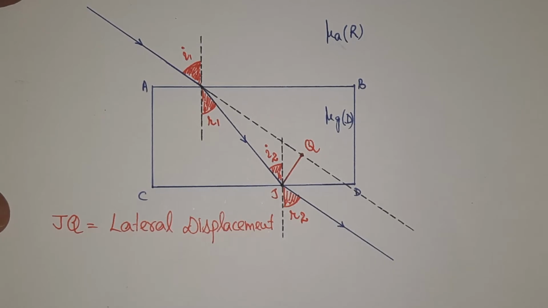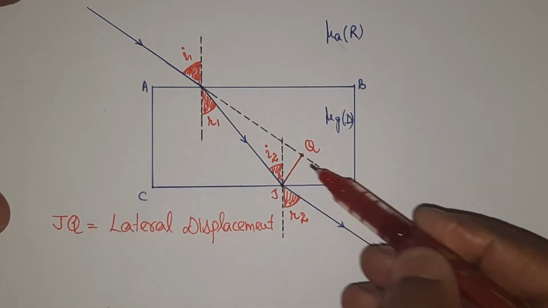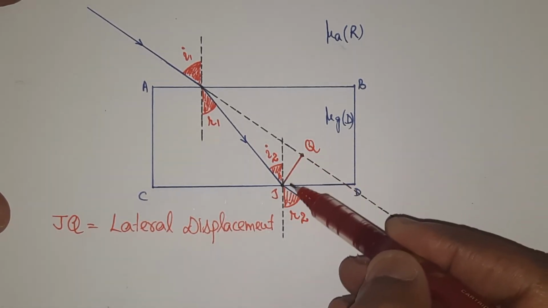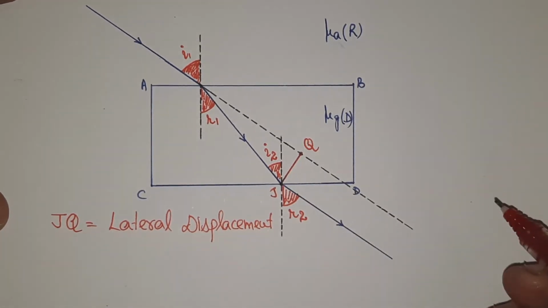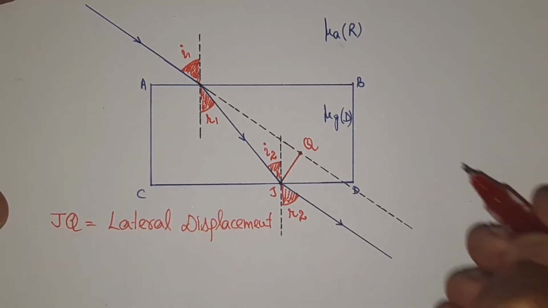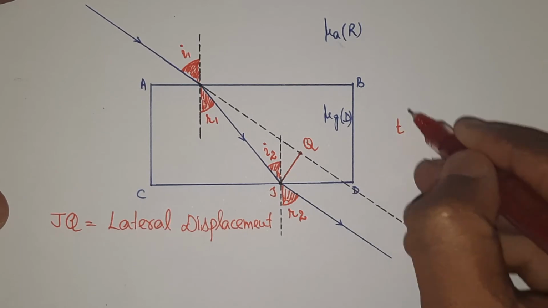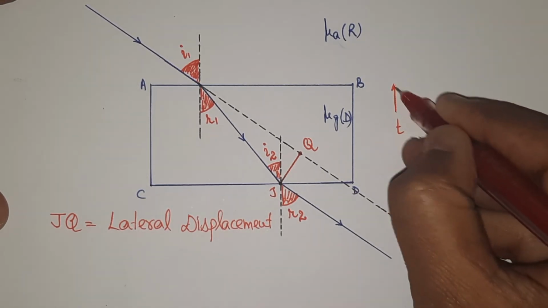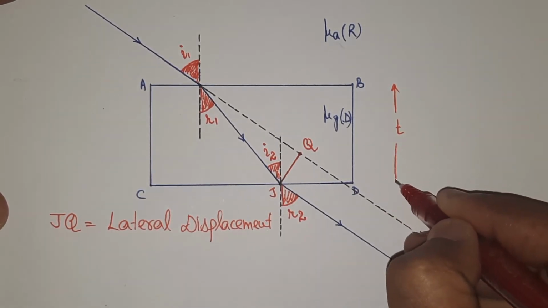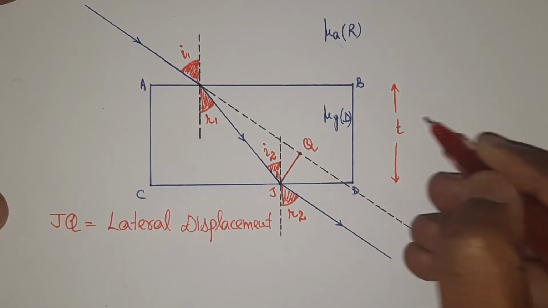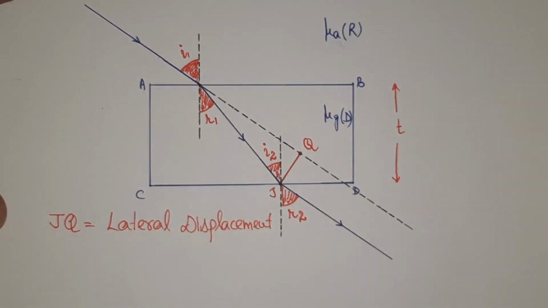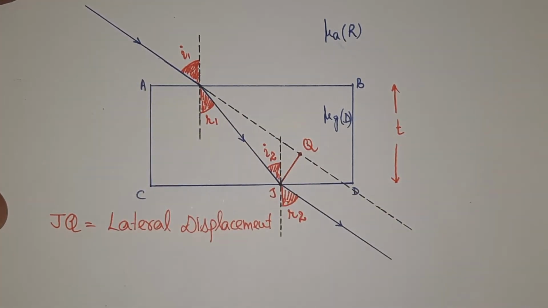Now we will be calculating the value of this lateral displacement JQ. Let the slab thickness be T. The angle of incidence and angle of refractions are all marked, and they are the same. So how will we be able to find the value of JQ, the lateral displacement?